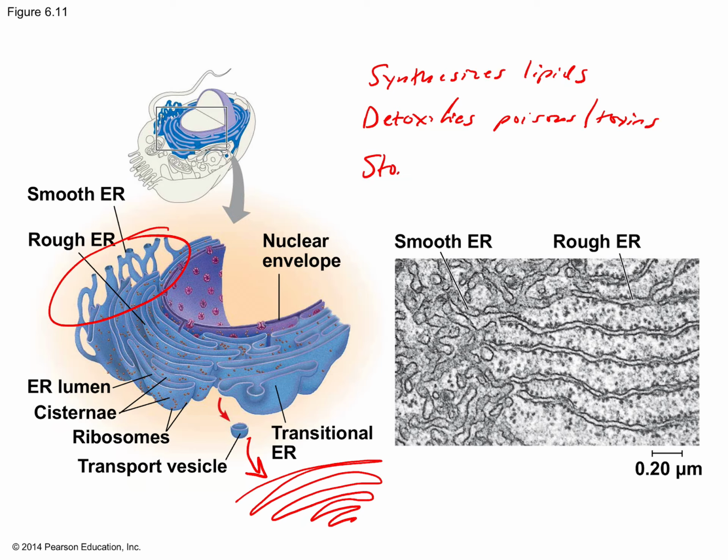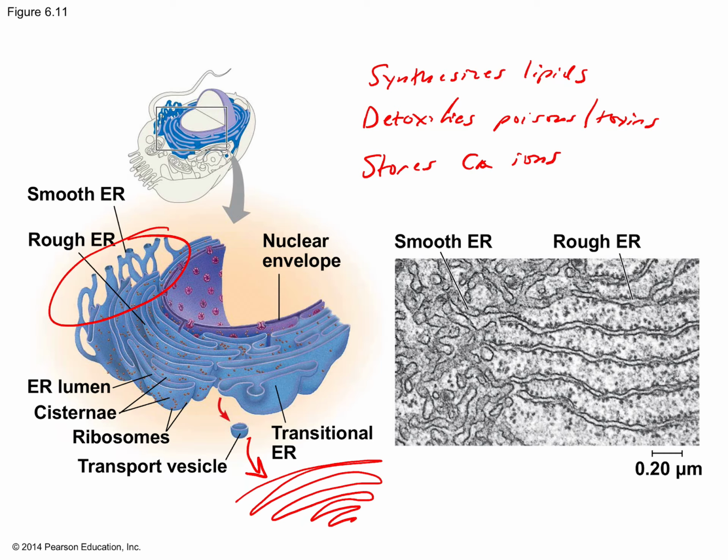Finally, it stores calcium ions. Calcium ions are important, as are other metal ions for various metabolic reactions, and so the smooth ER stores up or acts as a reservoir for calcium ions that might be needed in various chemical reactions. Okay.